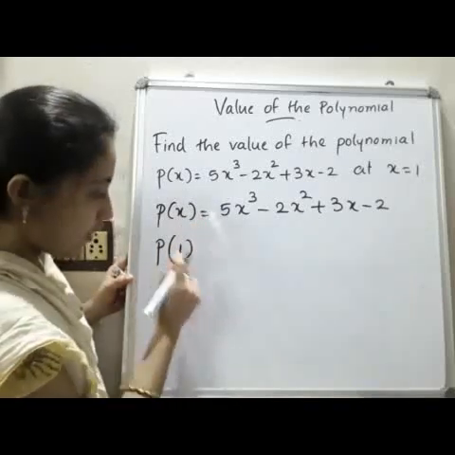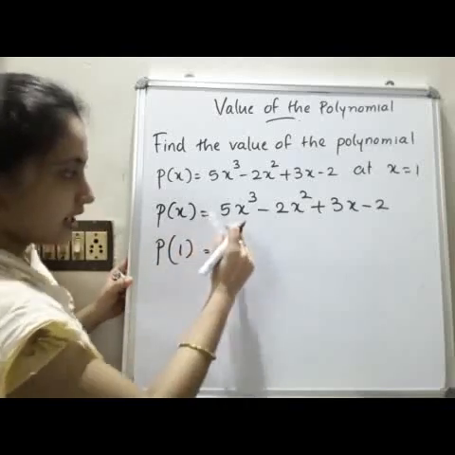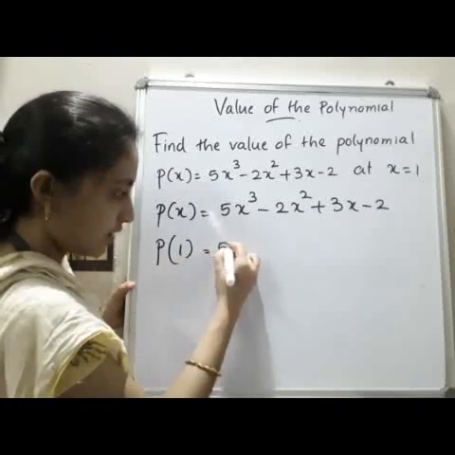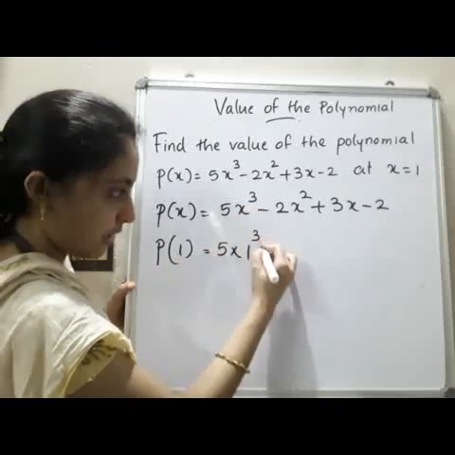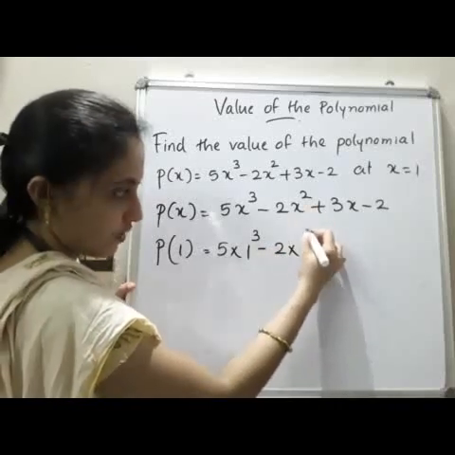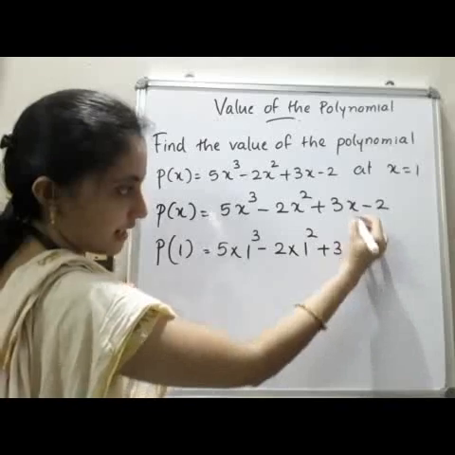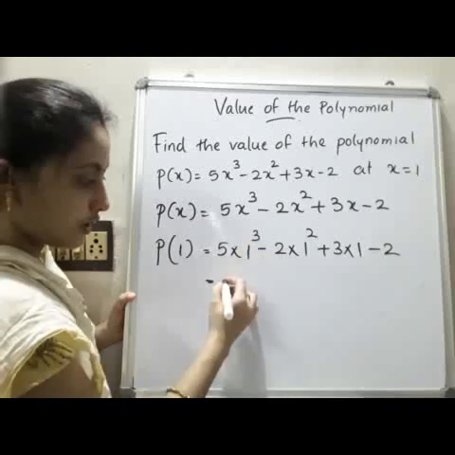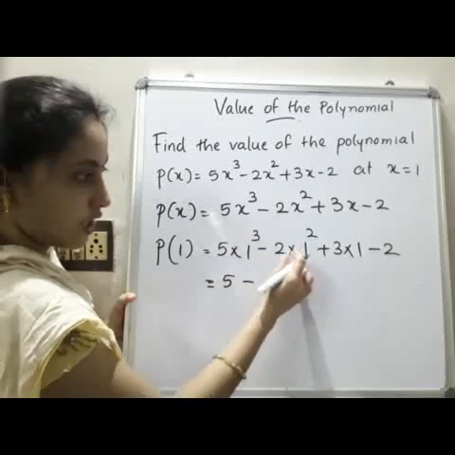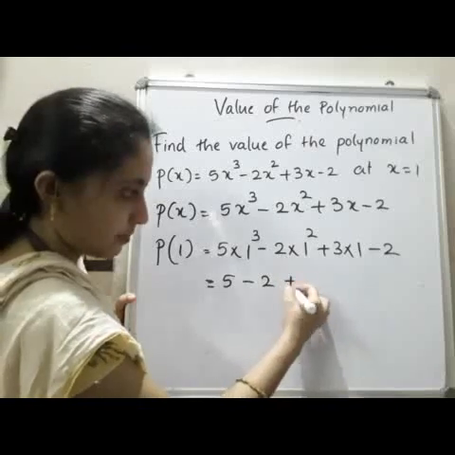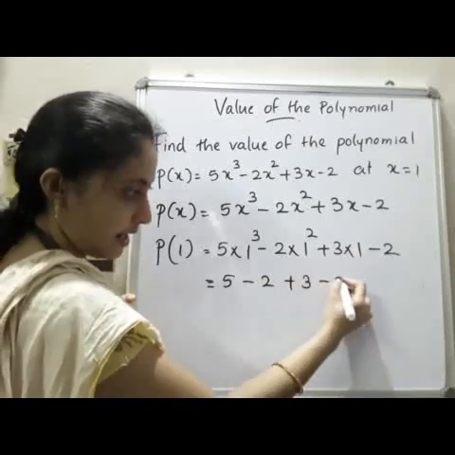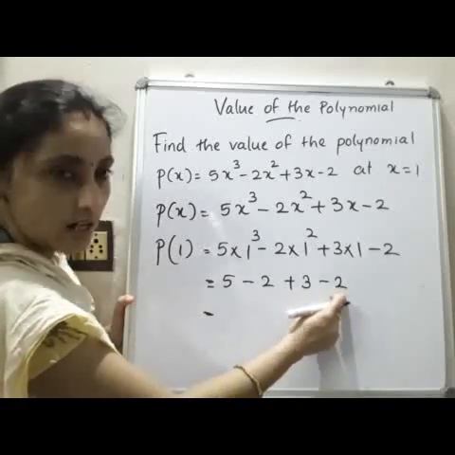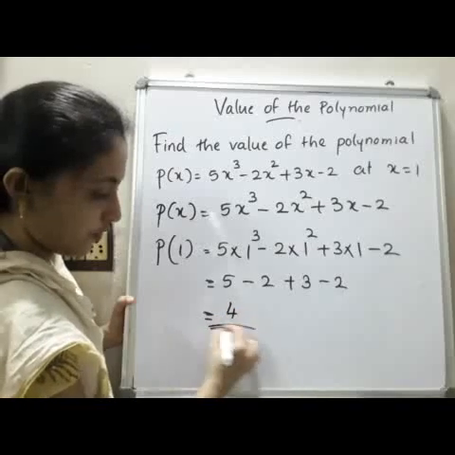Read it as p of 1 is equal to. Then no need to write x. Wherever x is there, you have to replace by 1. That is 5 into 1 cube minus 2 into 1 square plus 3 into 1 minus 2. What is 5 into 1 cube? 5 itself. Minus, then 2 into 1 square is 2 itself. Then plus 3 into 1 is 3. Then minus 2. 5 minus 2 is 3. 3 plus 3 is 6. 6 minus 2 is 4. So the answer will be 4.